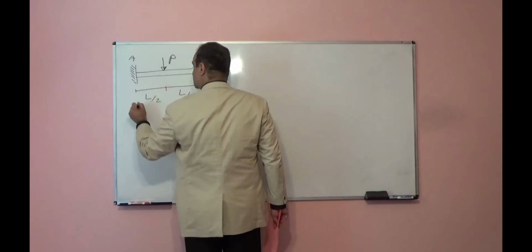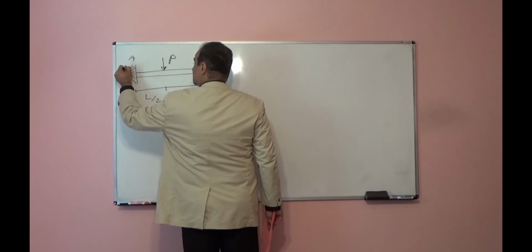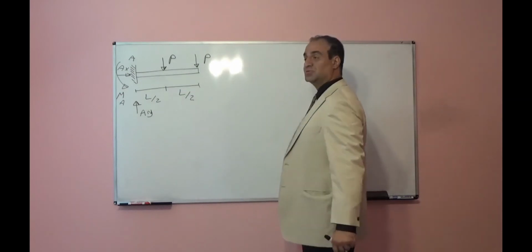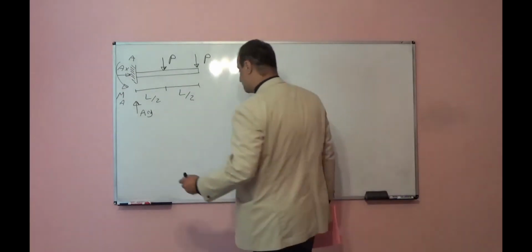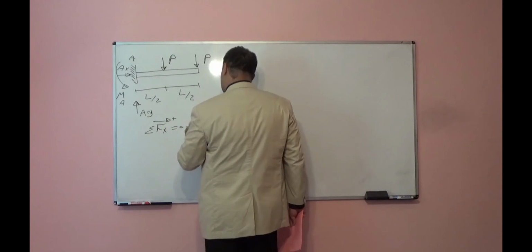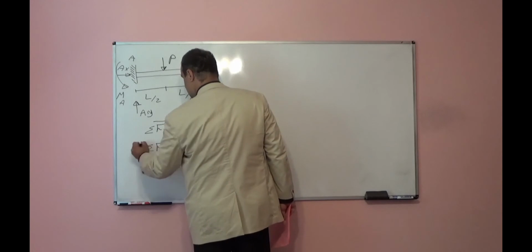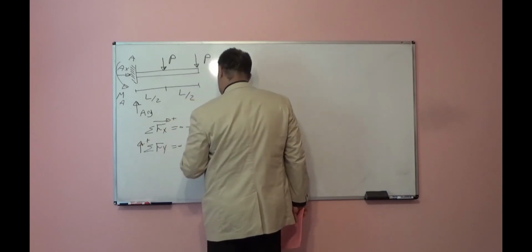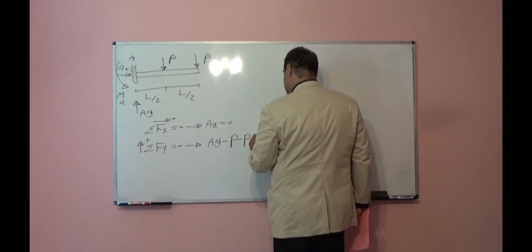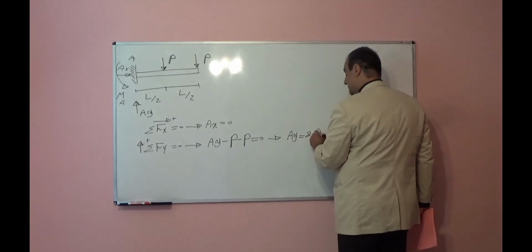This is fixed support, so I will have AY, AX, and MA. These are our reactions because fixed support in 2D space will have three reactions. Summation of forces in horizontal direction is equal to 0. From here I can write AX is equal to 0. Summation of forces in vertical direction is equal to 0. From here I can write AY minus P is equal to 0. So AY will be equal to P.